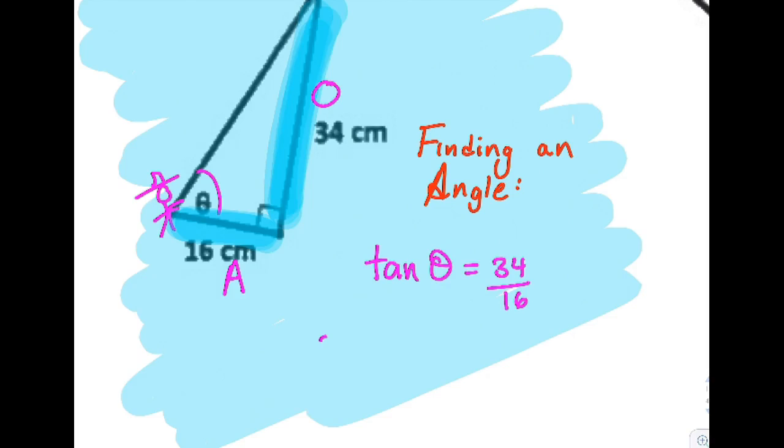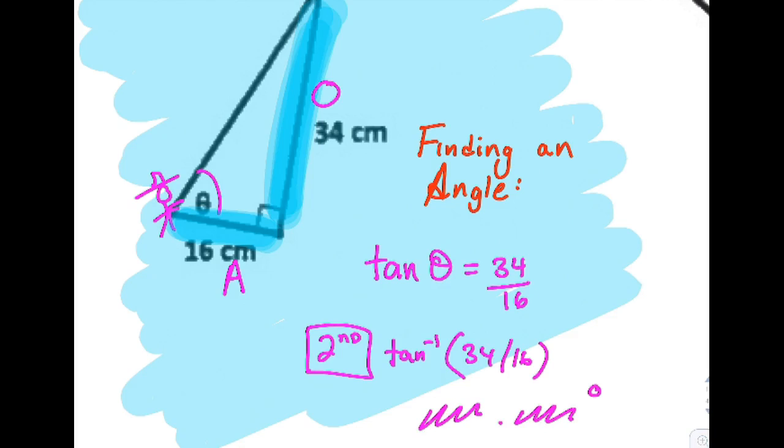When you're looking for an angle, remember you hit the second key. So it's inverse tan, second tan, 34 over 16. 64.80 degrees.